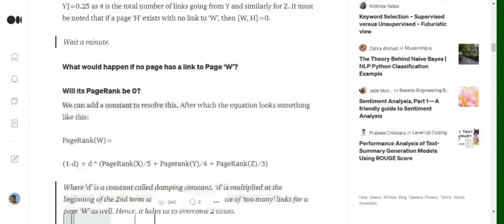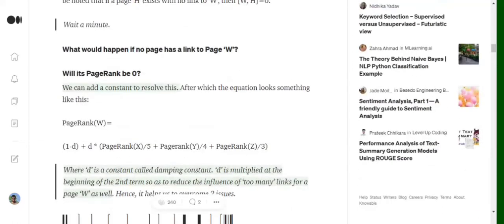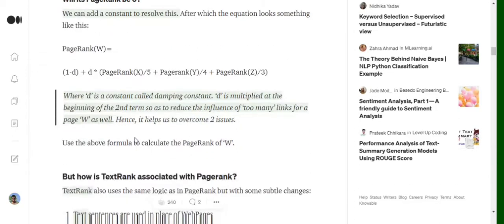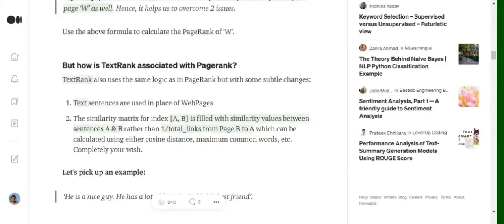Now there must be a question: what if a page W is not linked by any of the websites, would its page rank go to 0? Not really, because we usually have a damping constant in most of the equations, so that it can have a minimal value at least. In this case, the equation for calculating the page rank of website W would slightly change, and we will introduce a damping constant D in the equation. The final equation becomes 1 minus D plus D times the summation of page ranks coming from the different web pages that link to it. So that was a brief on how PageRank works.